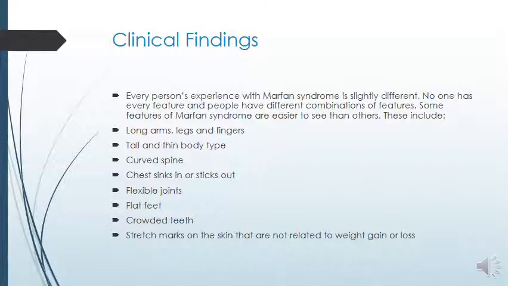The clinical findings for Marfan's are slightly different for everyone who has the disease. No one has every feature, and people have different combinations of features. But some of the features of Marfan's are easier to see than others, and these include long arms, legs, and fingers, a tall and thin body type, curved spine, a chest that sinks in or sticks out, flexible joints, flat feet, crowded teeth, and stretch marks on the skin that are not related to weight gain or loss.